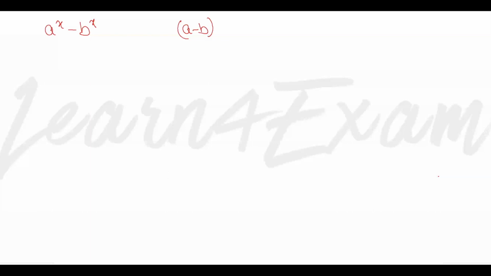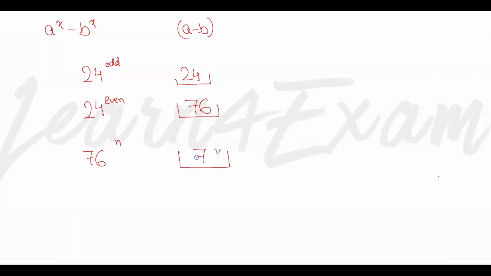Let's see some last two digits now, which are important. 24 to the power any odd number will end in 24. However, 24 to the power any even number would always end in 76. Now 76 to the power any number n will always end with 76, and 25 to the power any number n would always end with 25. Now keep in mind that these exponents that we are talking about are positive integers.